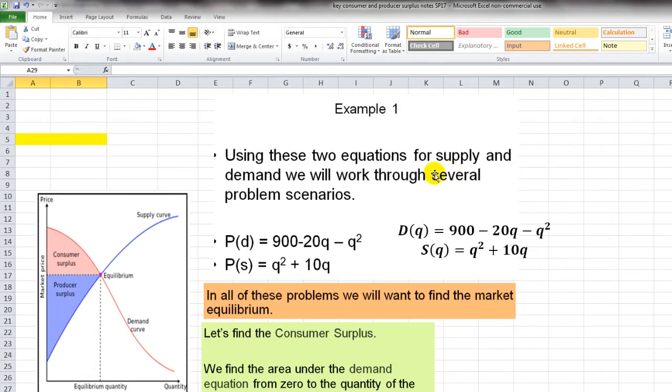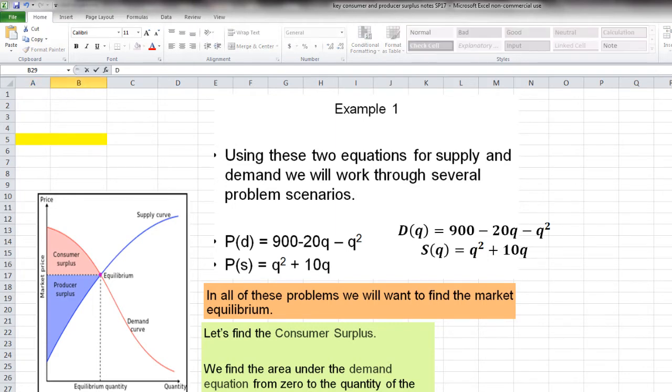Okay, so for the first example, here's our demand equation and here's our supply equation. I just rewrote it because the function notation here is different than what we're used to, but this input is Q, quantity, so D of Q, this is the price, but it's the demand equation. This is price. This is the supply equation. It's in terms of Q, so this is also price. And so the first thing you want to do is find market equilibrium.